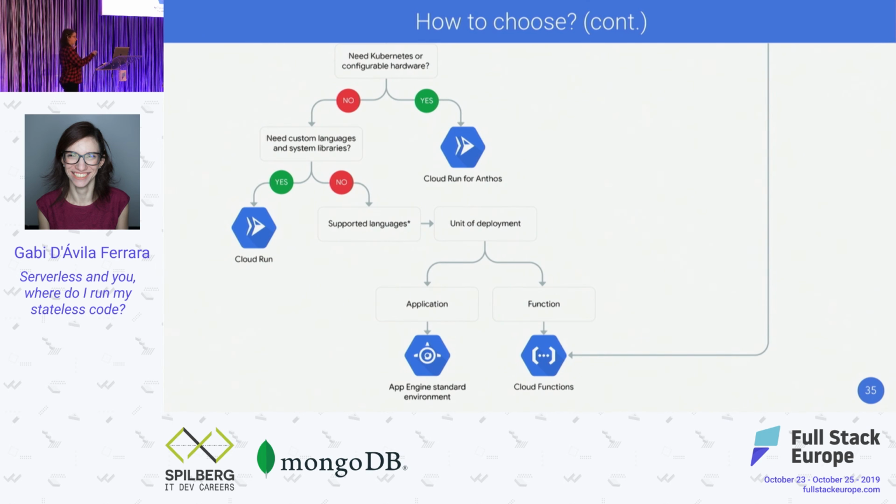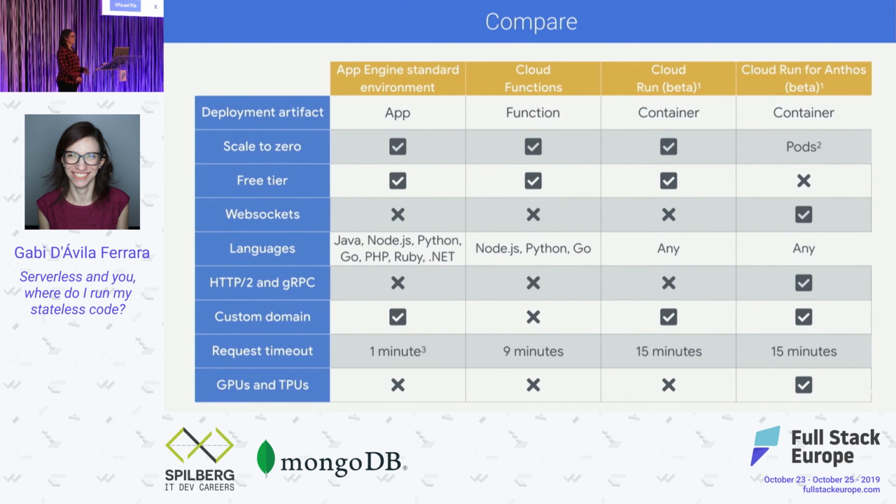So I'll share this on Twitter. Don't worry, you're going to be able to get it. That's the flow chart. It's not the same solution for everybody, but it kind of gives you an idea of what to use for which purpose. So again, that one is nice to take a picture of because it has everything that I talked about in a summarized way. The languages you support, the only one that supports HTTP2 is Cloud Run on Anthos. Normal Cloud Run doesn't do it. And the request timeout for Cloud Run, I forgot to tell, is 15 minutes. So if you have a longer process, you can be using Cloud Run to run that.